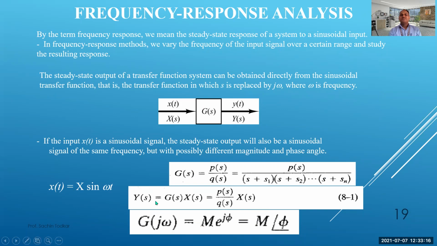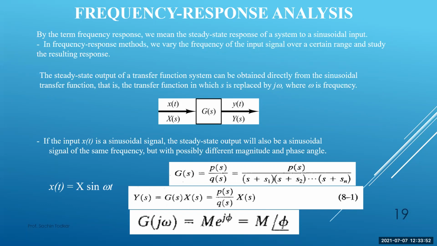And this is frequency response analysis. By the term frequency response, we mean the steady state response of the system to a sinusoidal input. In frequency response methods, we vary the frequency of the input signal over a certain range and study the resulting response. The steady state output of a transfer function system can be obtained directly from the sinusoidal transfer function, that is, the transfer function in which S is replaced by j omega, where omega is frequency.